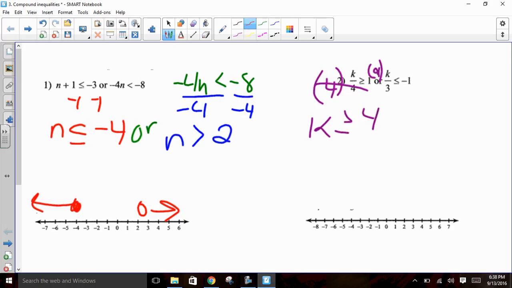Or I also see I have another fraction. I'm going to multiply both sides by 3. 3's cancel out. I'm left with k is less than or equal to negative 3.